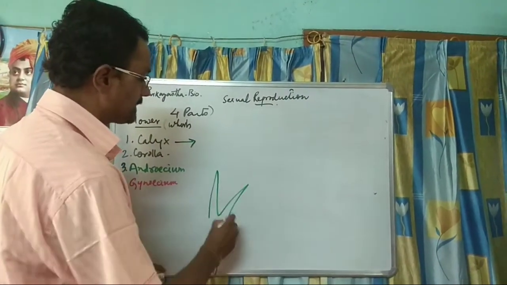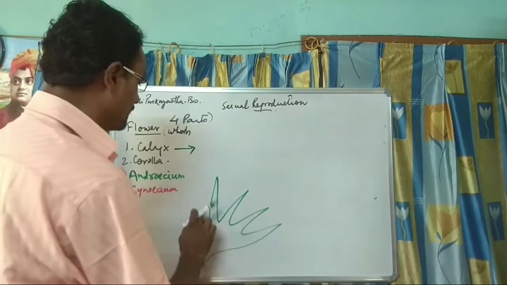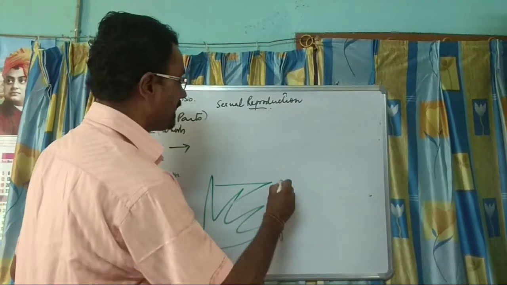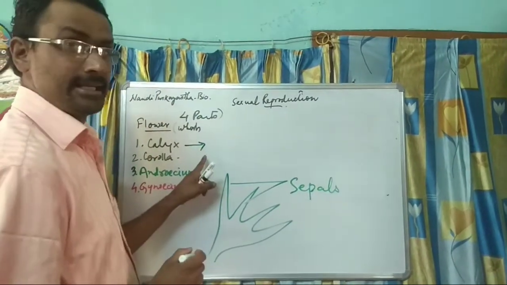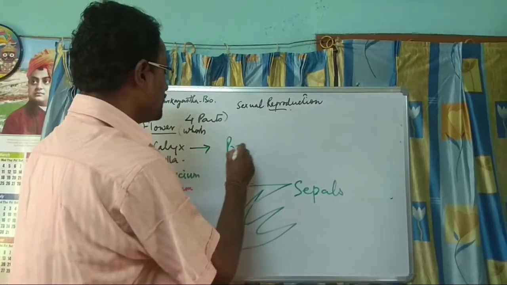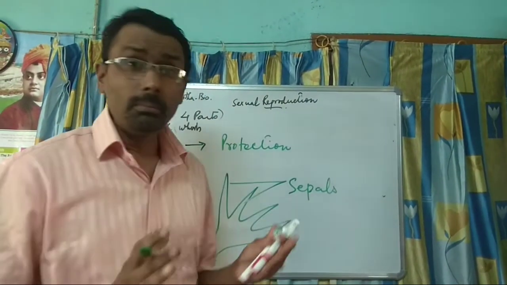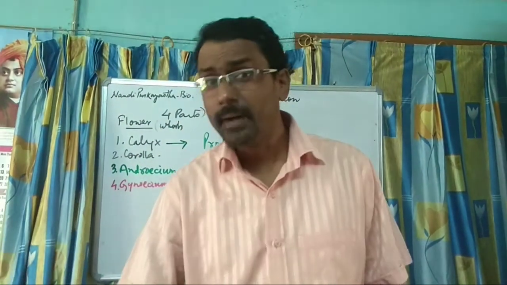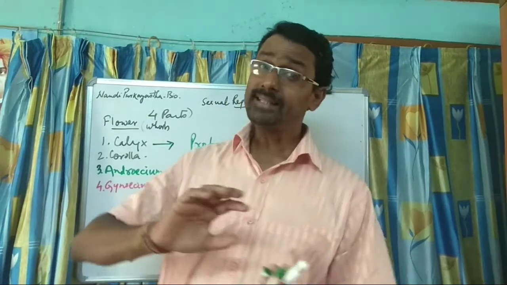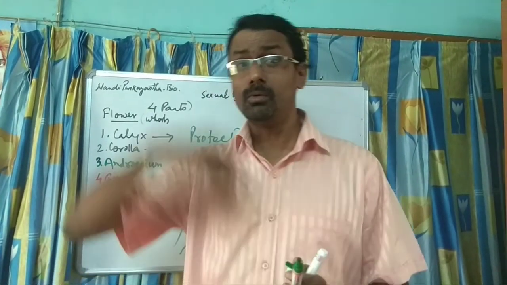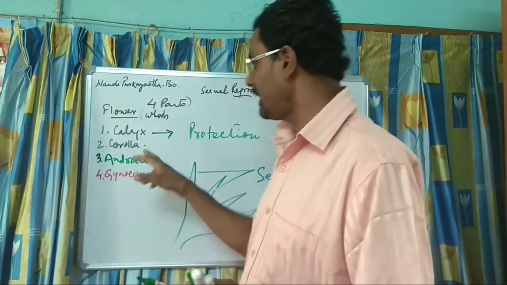Together it is called calyx. These parts are called sepals. What is the function? It gives protection. Protection to whom? Protection to the flower when it is in bud condition. Why? Otherwise it will be blown easily by the wind or carried away by the rain or water. So that's why it gives protection.